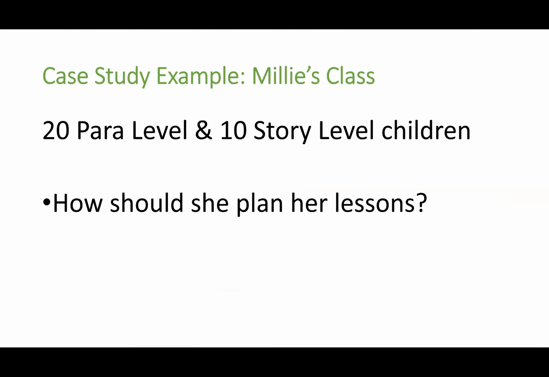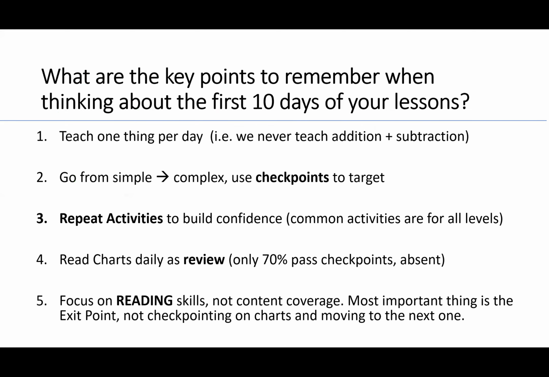So let's do an example. Let's say we have now Millie's class. She has 20 para-level children at the beginning of the program and 10 story-level children. So they already know how to read the stories, and they got the comprehension questions correct, those 10 story-level children. And the para-level children, they failed to read the story fluently. So how should she plan her lesson? How should Millie plan her first 10 days? And let's start with maybe the first 5 days, right?